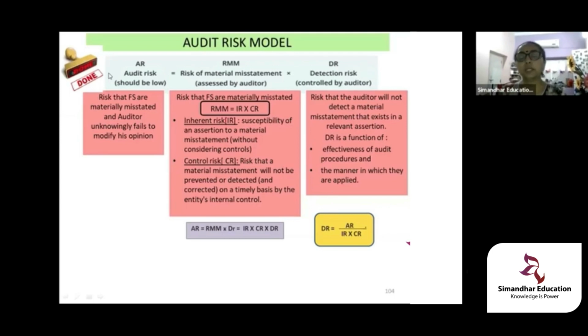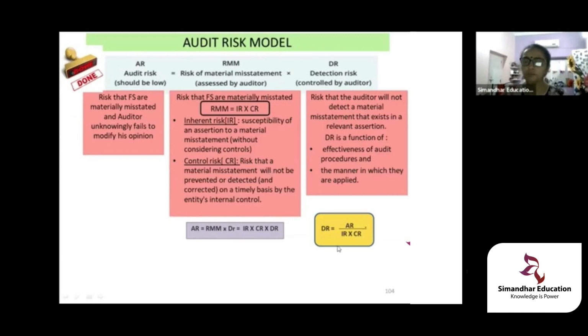Risk of material misstatement is the risk that the financial statement contains a material misstatement. This risk of material misstatement could be inherent risk and control risk, so it is inherent risk into control risk. What is inherent risk? The very nature of an item to be prone to fraud or to be prone to misstatement. And control risk is that the internal controls could not detect it. That is the risk of material misstatement. Now, detection risk is that there was a wrong and the auditor failed to detect it. Both these put together give you audit risk. So the summarized version is audit risk equals inherent risk into control risk into detection risk.